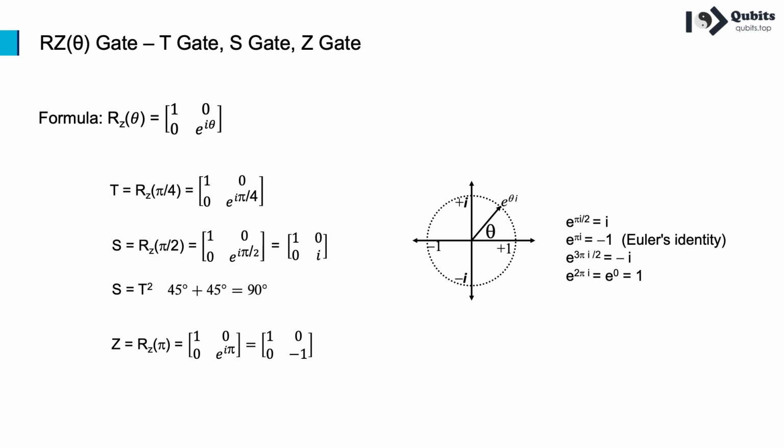The Z gate is a quantum gate that applies a phase shift of the exponential of i pi to the qubit state, which is equivalent to a rotation of 180 degrees around the z-axis. The Z gate is frequently used in quantum circuits for correcting errors and implementing quantum algorithms.